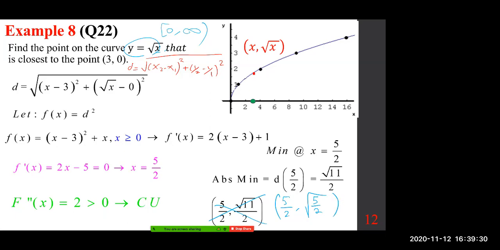So one more time, I want to make sure everybody understands the point as well as the distance. The distance you plug in here, 5 halves minus 3 square it, plus 5 halves square it, and it ends up being square root of 11 halves. But what is the pair? X comma square root of x, okay? The x is 5 halves, and square root of x is the square root of 5 halves, not square root of 11 halves, okay, class? Square root of 5 halves.